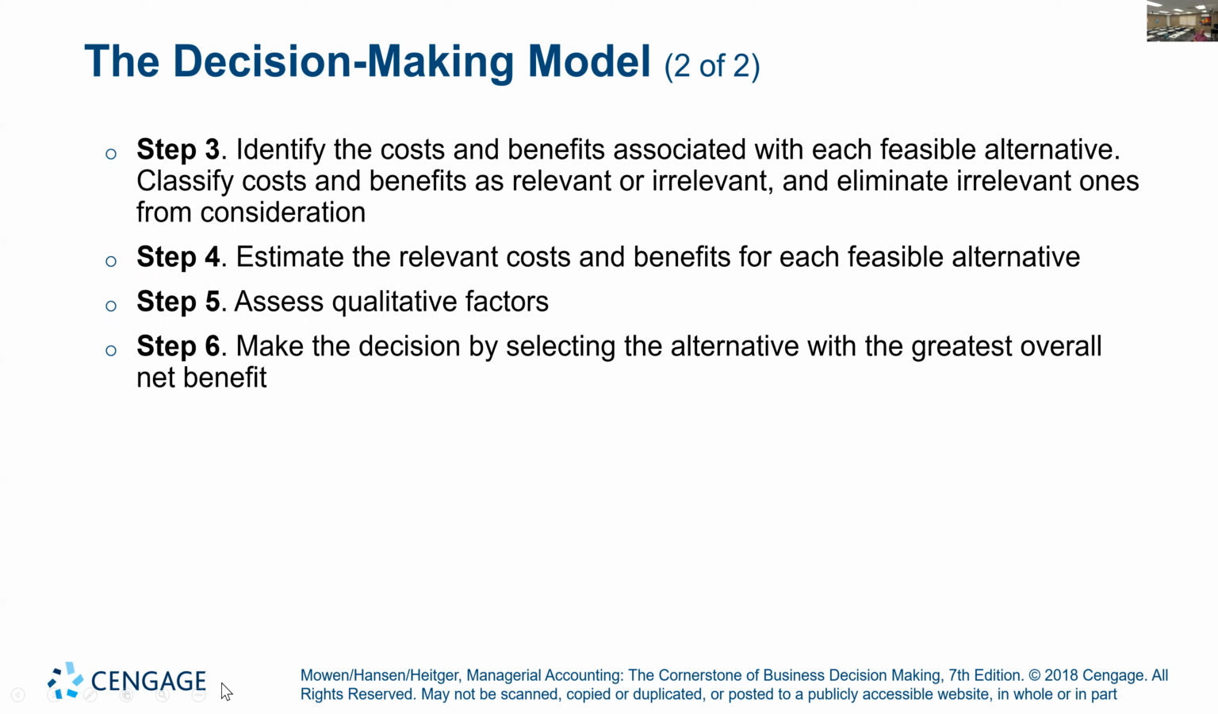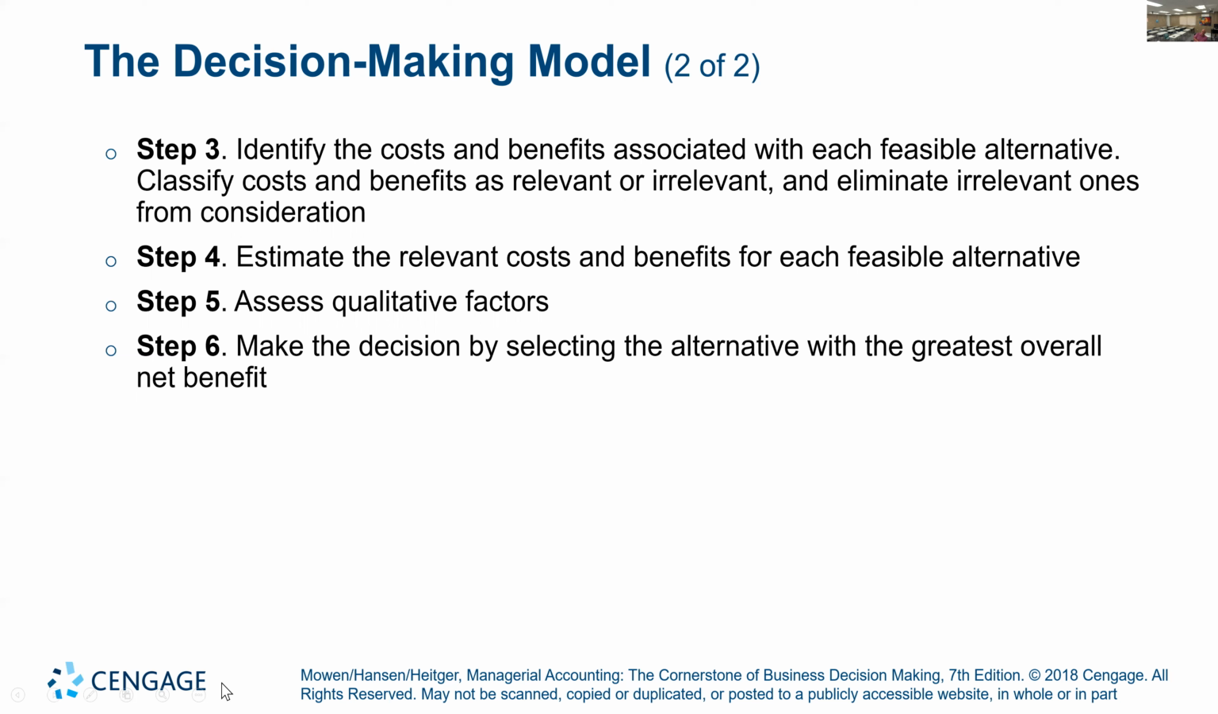Step 3, we identify the costs and benefits, also known as the expenses and the revenues, with each feasible alternative. Then we define whether they're relevant or irrelevant. We're going to talk more about that in a little bit. Step 4, we estimate the relevant costs and benefits for each feasible alternative. So steps 3 and 4 are kind of the same: we identify and estimate them. What kind of costs are we going to have? Is it relevant or irrelevant? And then what's the amount going to be?